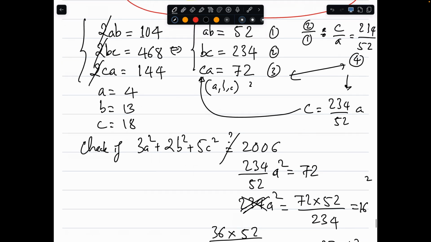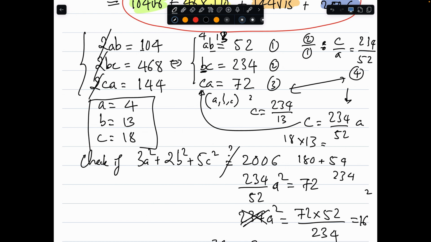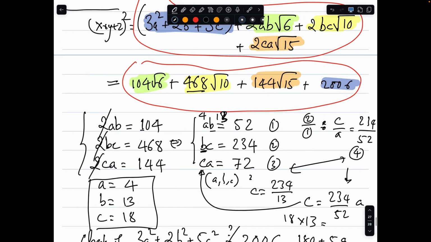Because a times b is 52 and a is already 4, b has to be 13. And then c is this one divided by 13. So 18 times 13 is 234. Okay, sorry about this, because I'm using my iPad, but the calculator is on the computer. So anyway, now we're done.